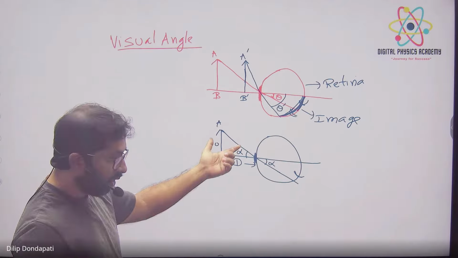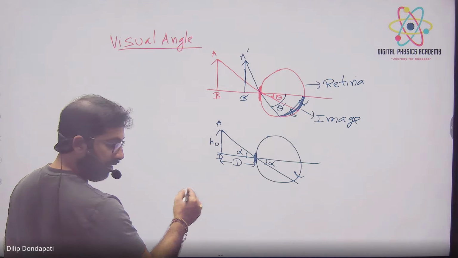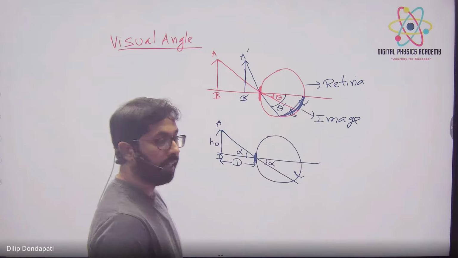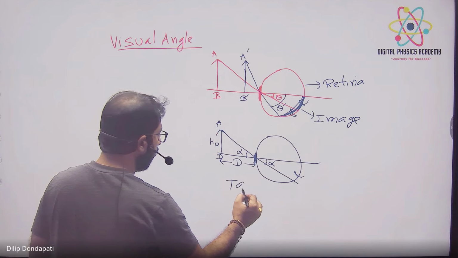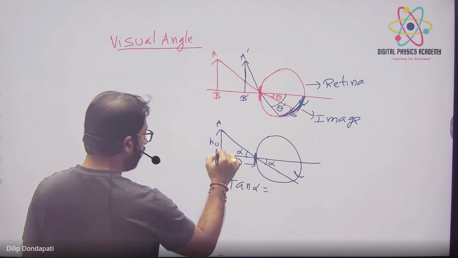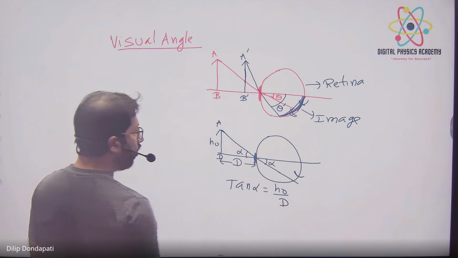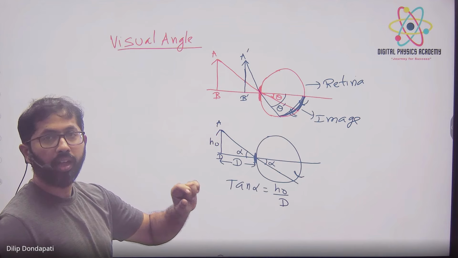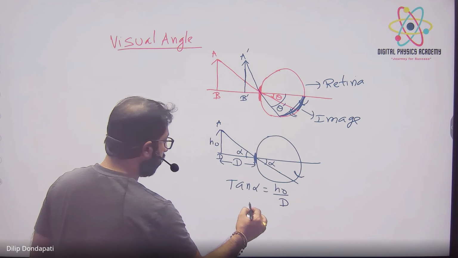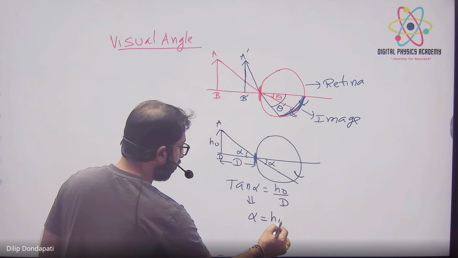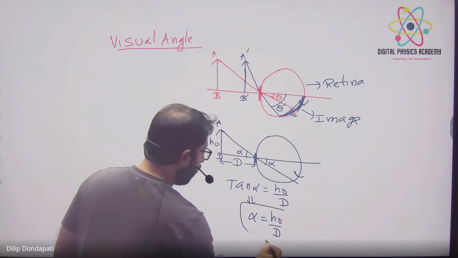And here what is, आपको आगे आएगा, what is tan alpha from this? What is tan alpha? Opposite by adjacent. So HO by D. And these angles are very, very small. And trigonometry में smaller angles को I represent as tan alpha को alpha. Alpha equal to HO by D. ये बहुत यूज होगा आपको magnification फाइंड करने के लिए.